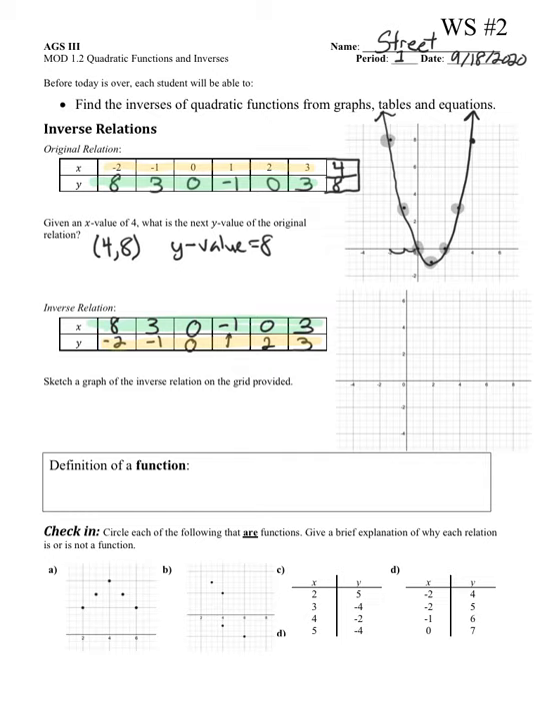Now, the next thing I want you guys to do, take a minute and go ahead and sketch the graph of the inverse relation on the grid provided. All right, so go ahead and take a minute and do that. This is what it should look like when we're plotting it. So it's like that quadratic function, that parabola. And we saw this a lot in AGS3 last year, except now it's sideways. It's going that way. Okay?